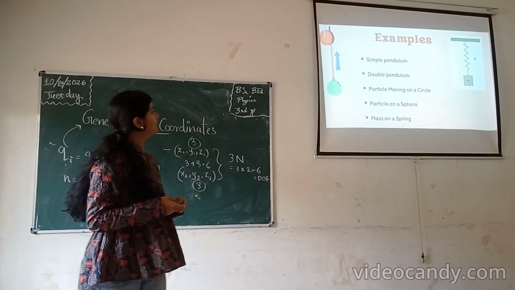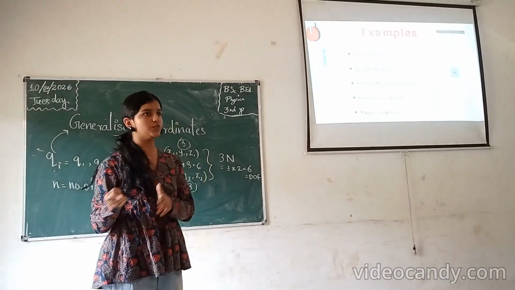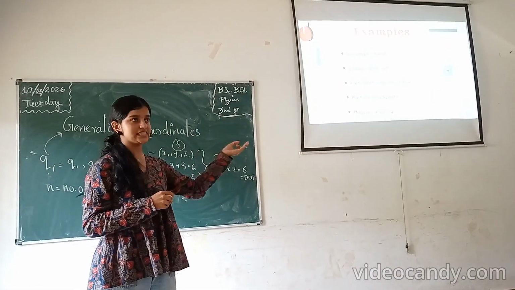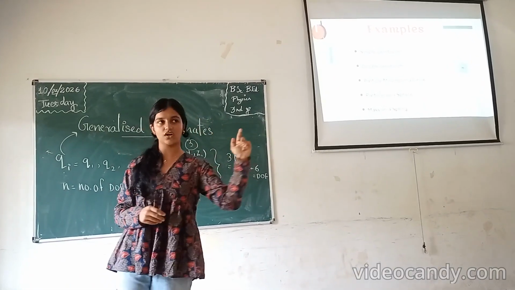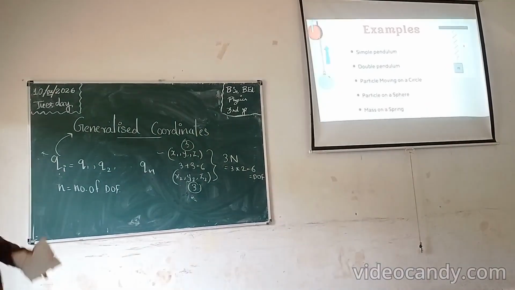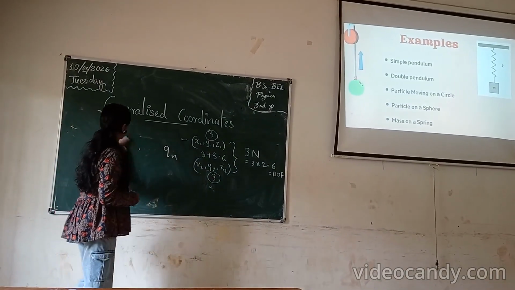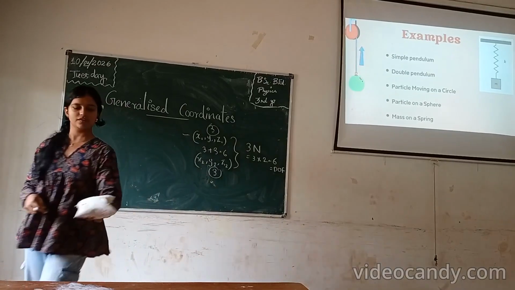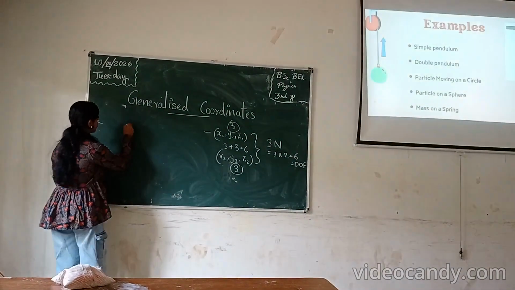Today I am going to talk to you about 3 examples: simple pendulum, particle moving on a circle and particle on a sphere. So first, we can see the particle moving on a circle.